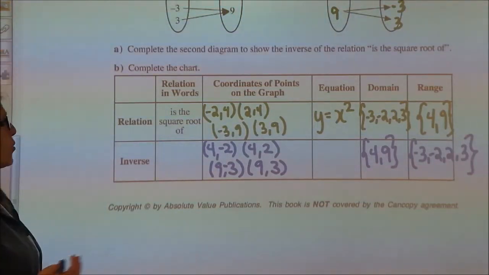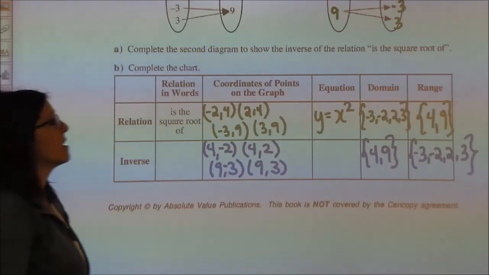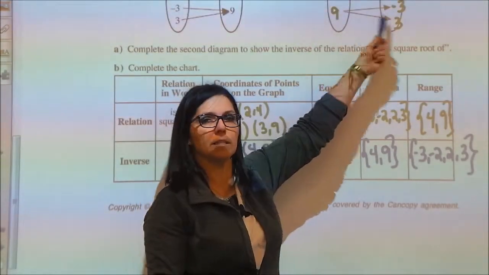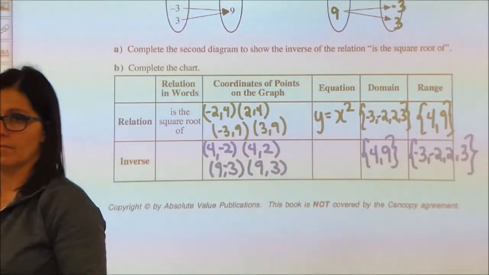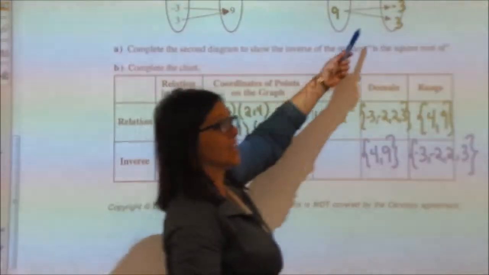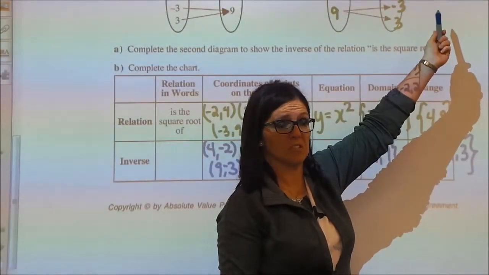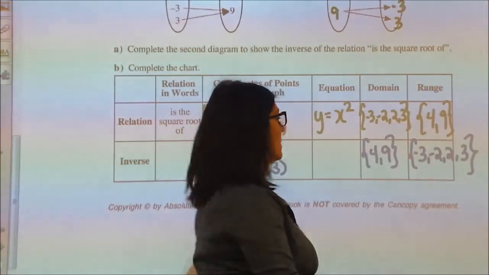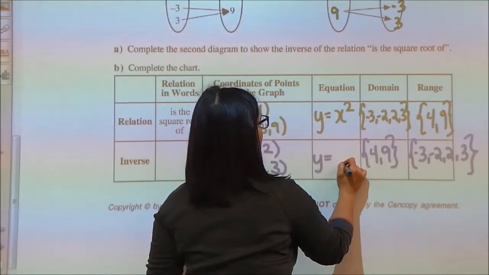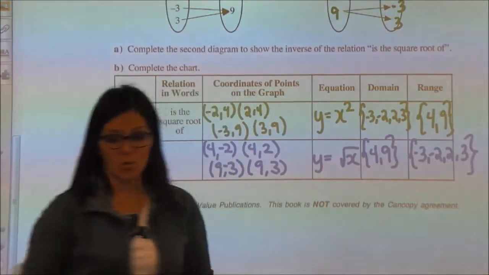Now I need to think of my equation and my relation in words. So what can I do to 9 to get to 3? Square root. And what do I do to 9 to get to negative 3? Same thing, I still square root it. So I get y equals the square root of x.